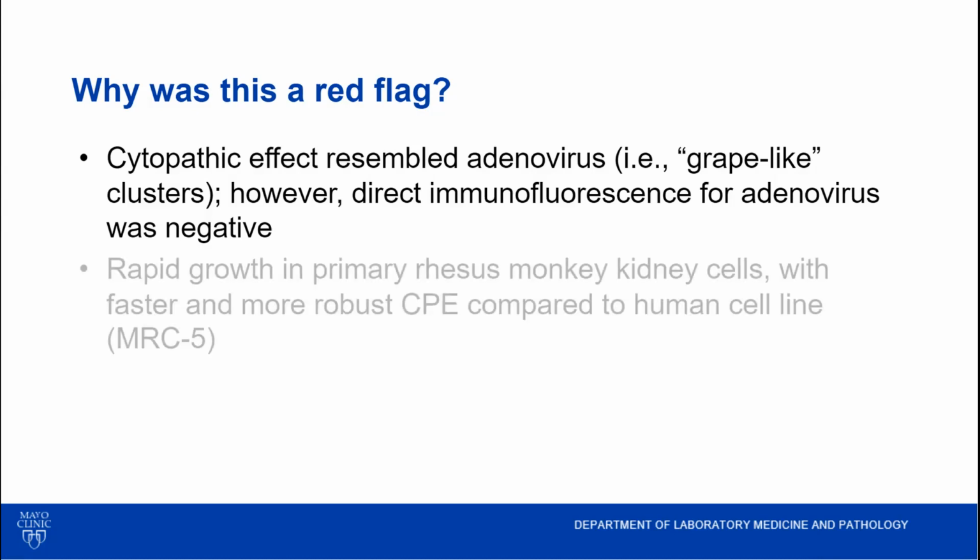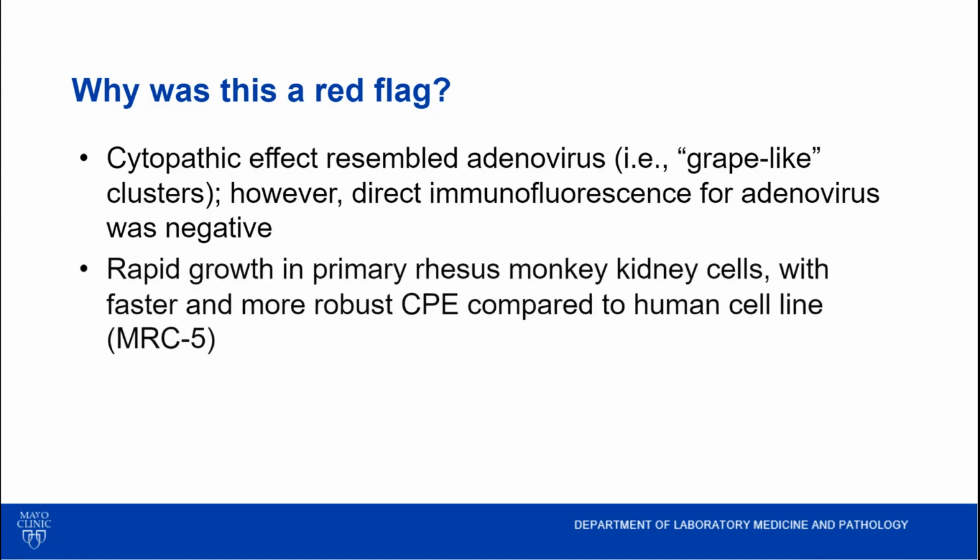Second, we saw more rapid growth in those Rhesus monkey kidney cells compared to the other cell line that we inoculated, which is those Medical Research Council 5 or MRC5 cells. And so when we see better growth, more cytopathic effect in one cell line versus another, it can give us an idea of what viruses may be causing the infection versus what viruses may not be present.